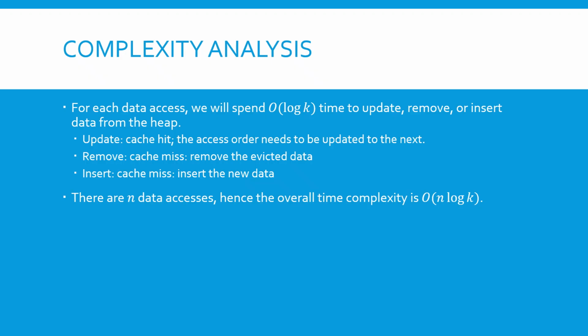Let n be the total number of data requests, and let k be the cache capacity. The heap stores only the items currently in the cache, so its size is at most k. Each request triggers a constant number of heap operations, including delete, insert, or key update. Each of such operations takes O(log k) time. Over n requests, the total running time is therefore O(n log k).